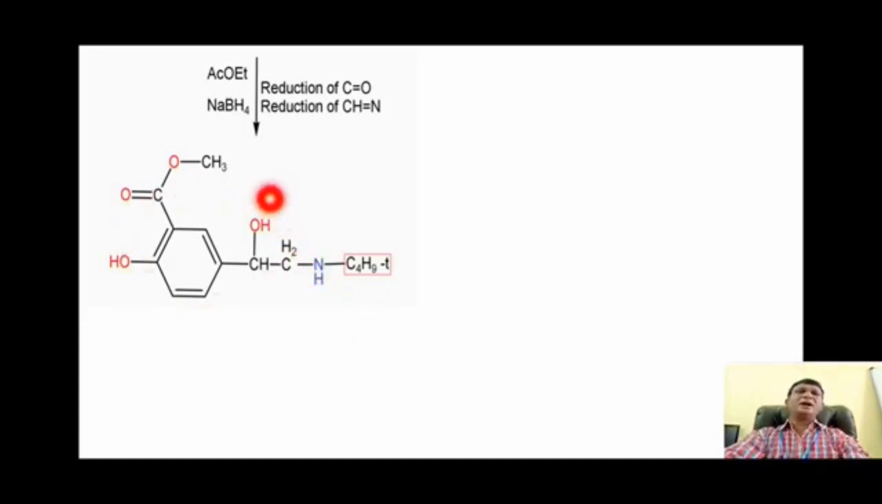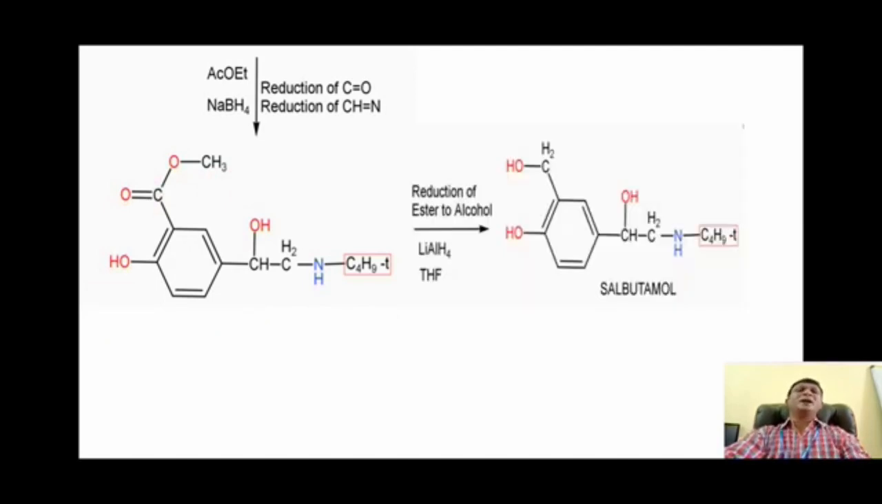Here you can view that the reduction takes place in presence of ethyl acetate. The reducing agent used is sodium borohydride. It brings reduction of both the carbonyl group to CHOH and reduction of CH double bond N, that is imine, into the amine. So this derivative is obtained after reduction by sodium borohydride.